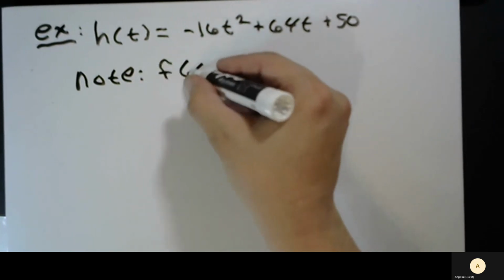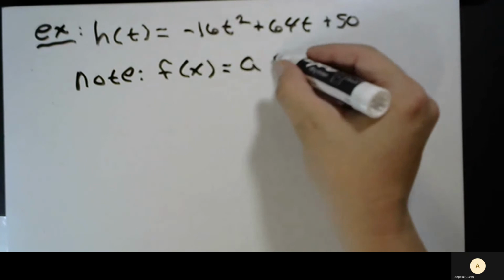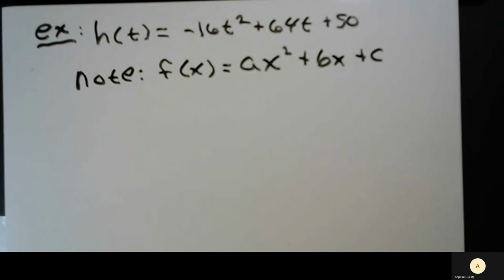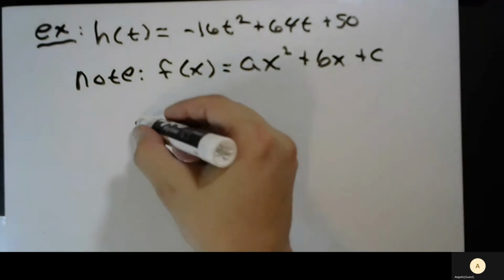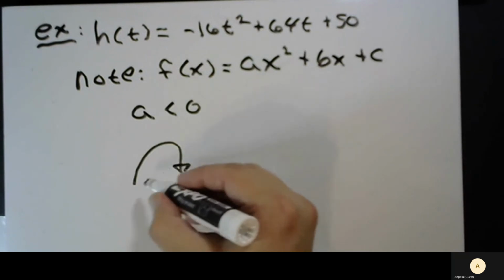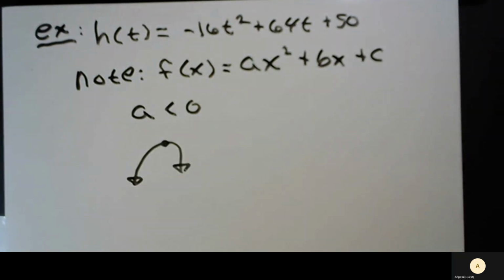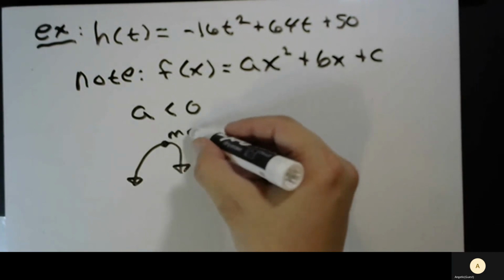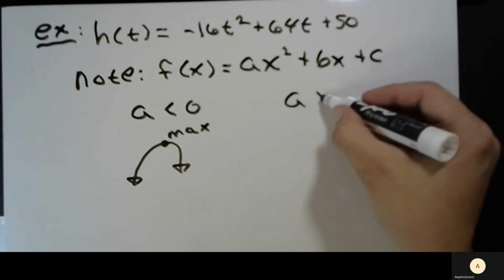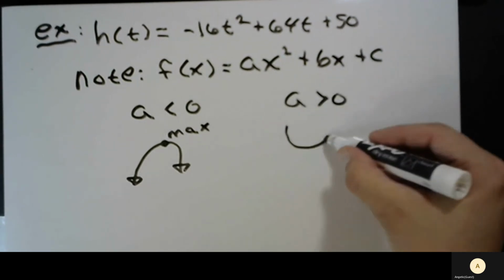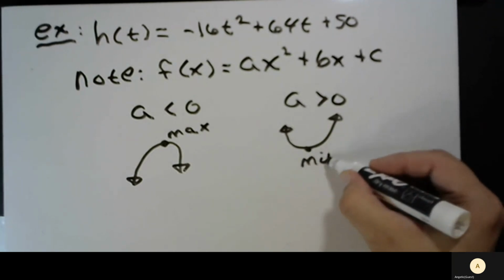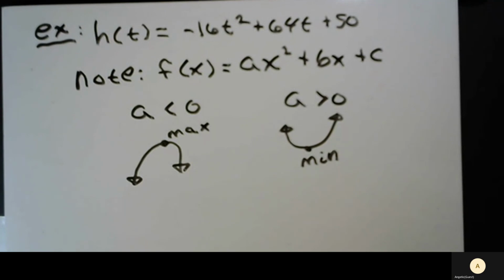Let's say we have something like our generic quadratic equation. If a is less than 0, we're going to get that flipped over parabola, and this is going to be a max. And if a is greater than 0, we get the parabola we've been working with the most, and the vertex is going to be a minimum.